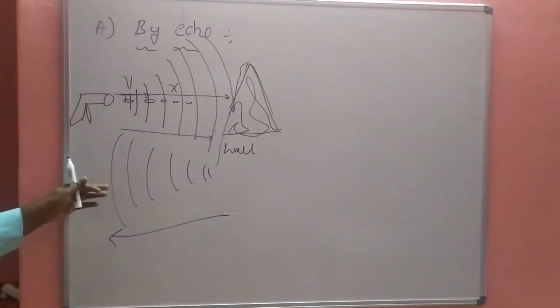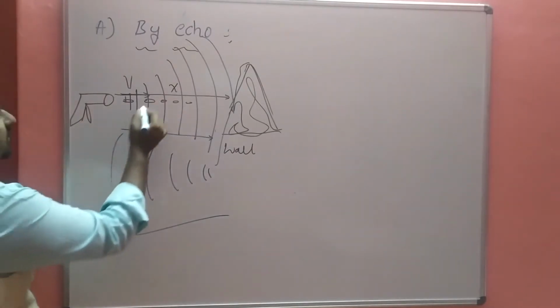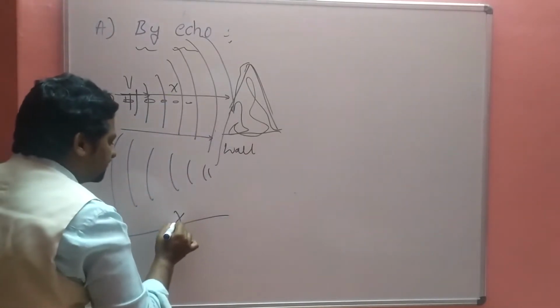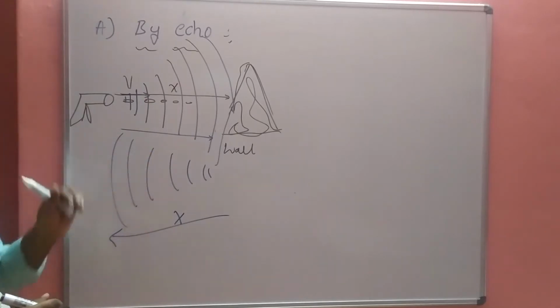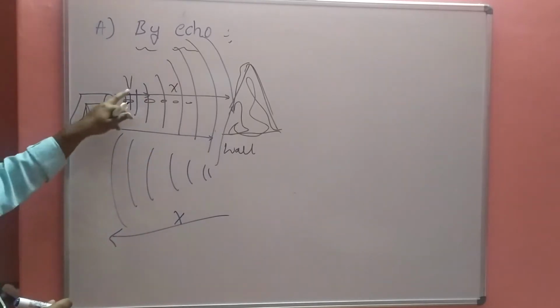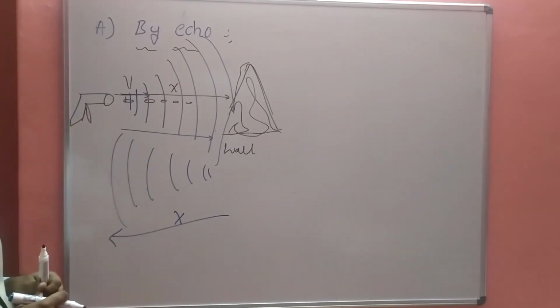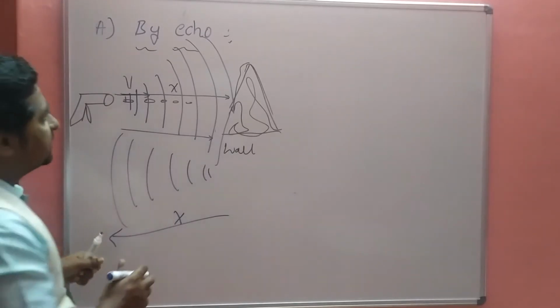So how much distance is covered by the sound waves? This distance is x and this distance is x. The total distance covered by the sound waves is x plus x, 2x. The speed is v and the time taken is t.